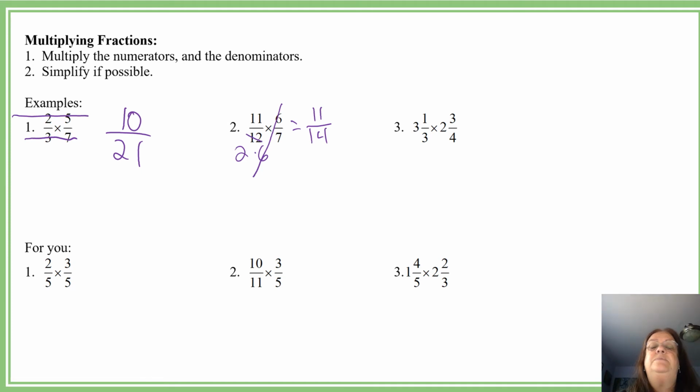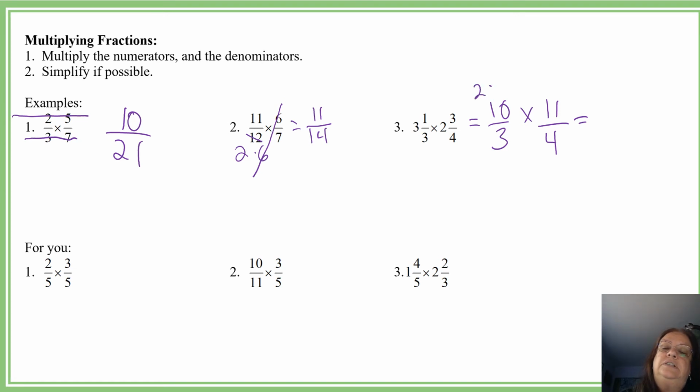Now this next one is mixed numbers. So I'm going to switch them into improper fractions. Okay, 3 times 3 is 9 plus 1. So I have 10 over 3 times 2 times 4 is 8. 8 plus 3 is 11 over 4.